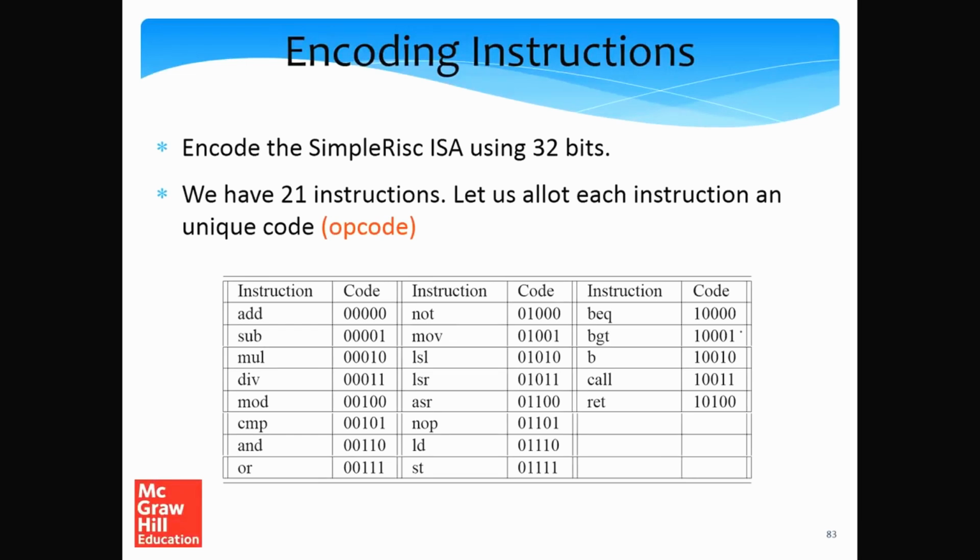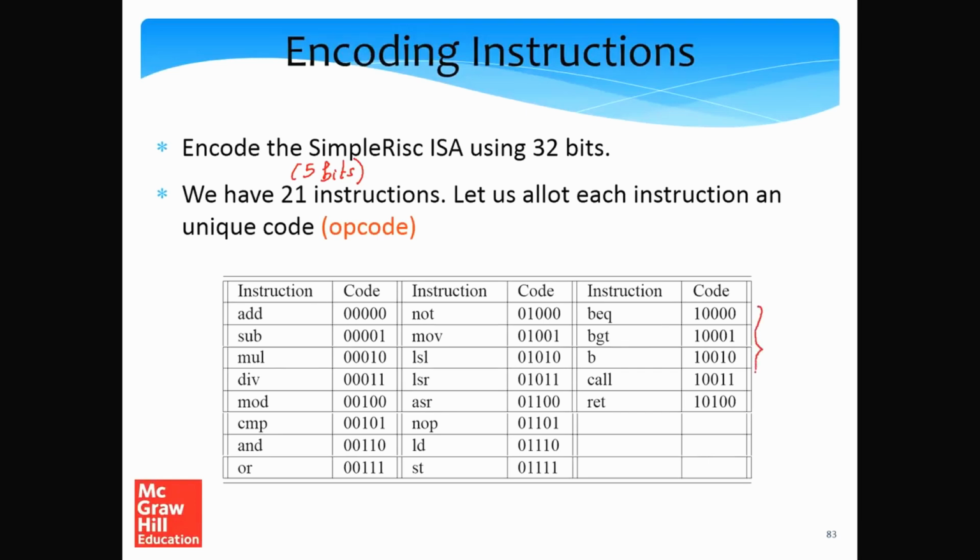So let's start out by assigning an opcode, an operation code or an instruction code to every single instruction, and the instruction code has to be unique. For example, there are 21 instructions, so we will need 5 bits. Why 5 bits? Because 4 bits will not do. We can only encode 16 instructions, so we need 5 bits. So the add instruction gets a code of 0. Then we first have all the arithmetic instructions. Then we have the load and store instructions. And lastly, we have the branch instructions.